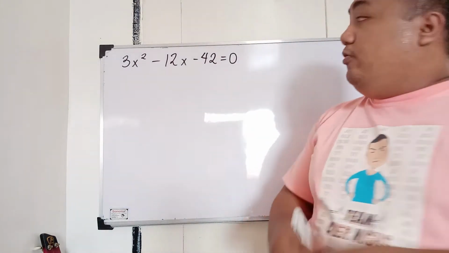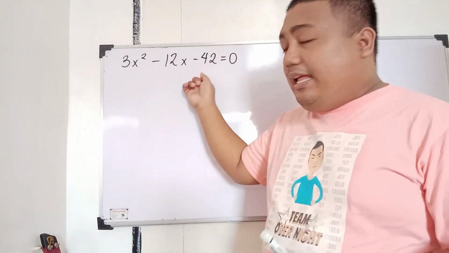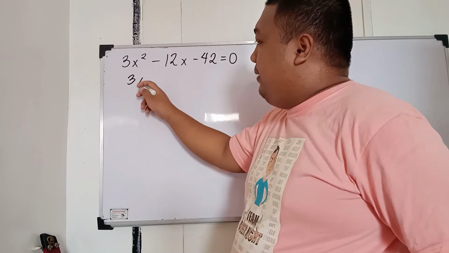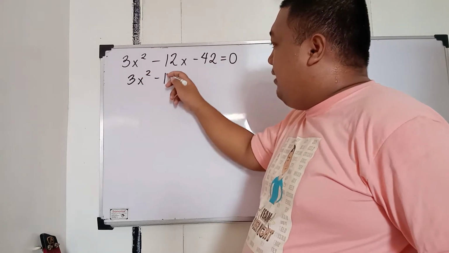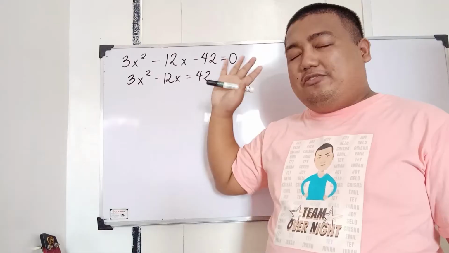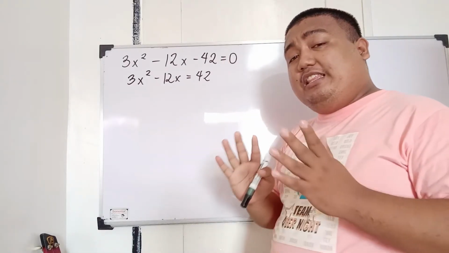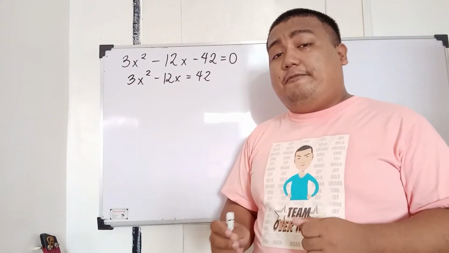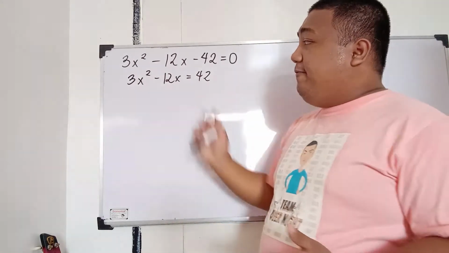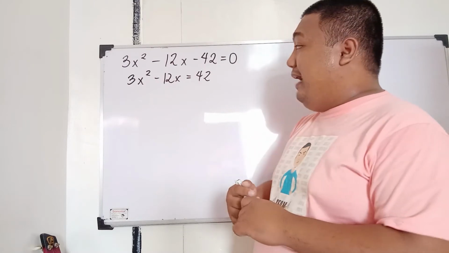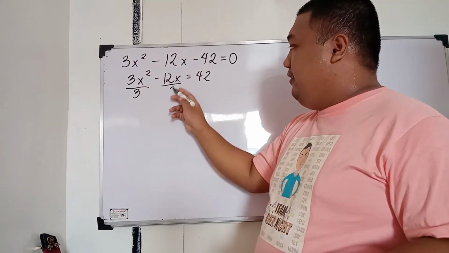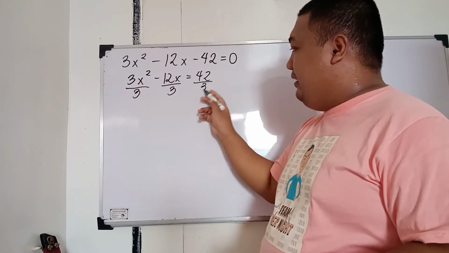Ganito yan. So, una, ganun pa rin, ililipat natin si negative 42 on the other side. So, 3x squared minus 12x equals 42. So, sa process of completing the square, hindi pwedeng may katabing coefficient si x squared. Dapat 1 lang. So, it means, i-divide natin yung whole equation by 3. So, it means, divided by 3, divided by 3, divided by 3.